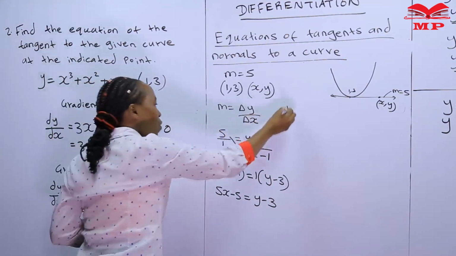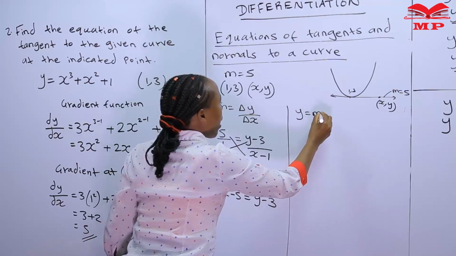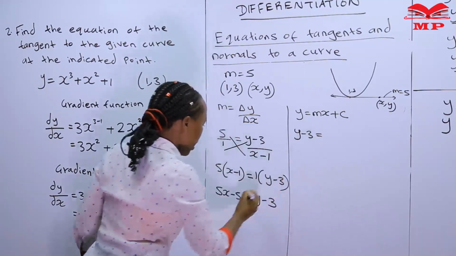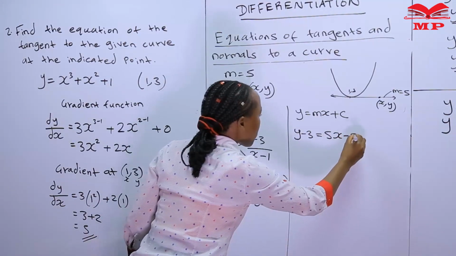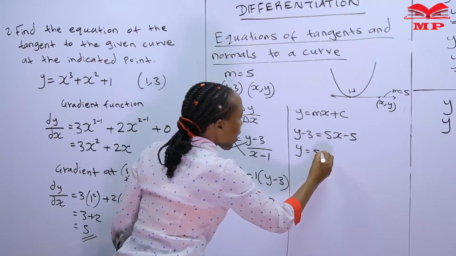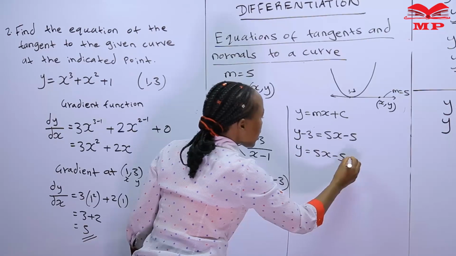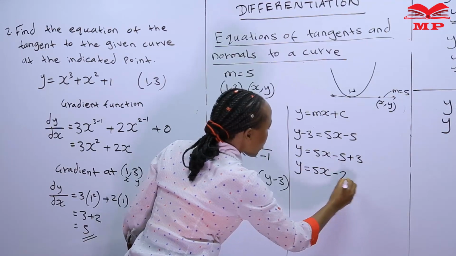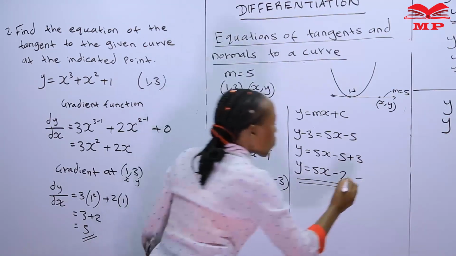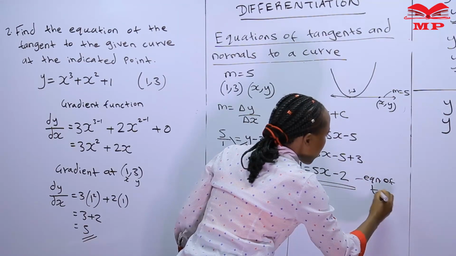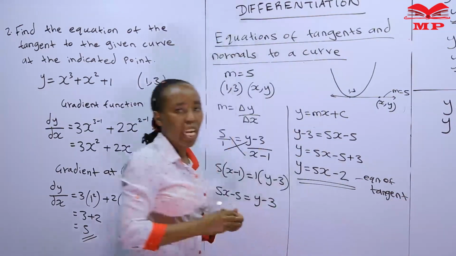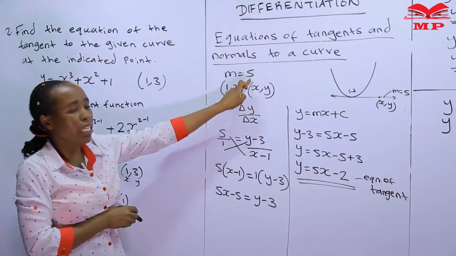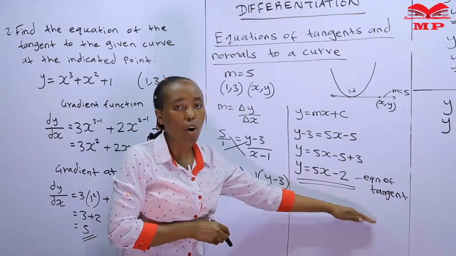We can write it in the form y is equal to mx plus c. So in this case, y minus 3 is equal to 5x minus 5. Then we take 3 to the other side, which will be plus 3. So our y is equal to 5x minus 2. And this is the equation of the tangent. We can see clearly from this that our gradient m is 5. So this will be the equation of the tangent.